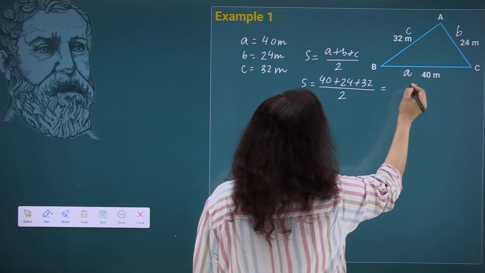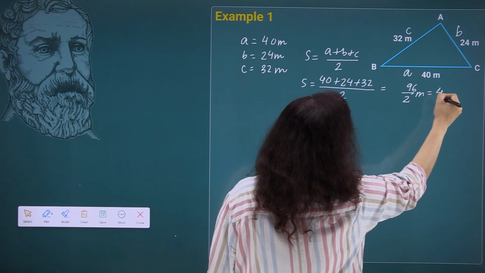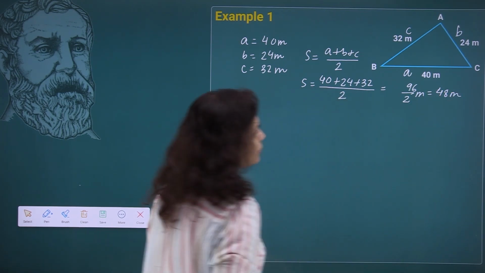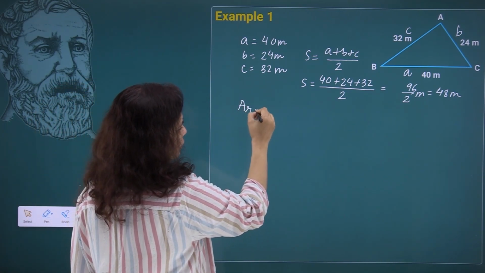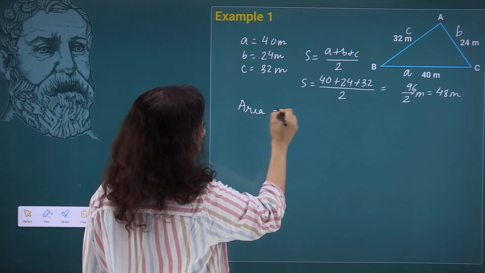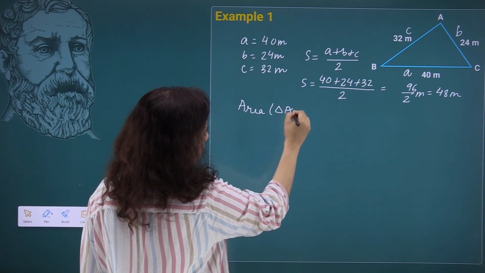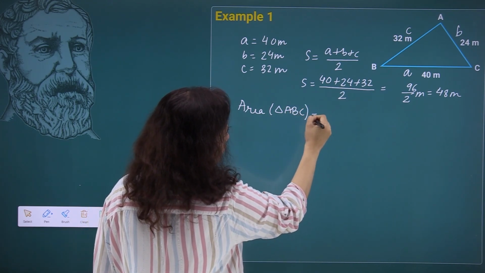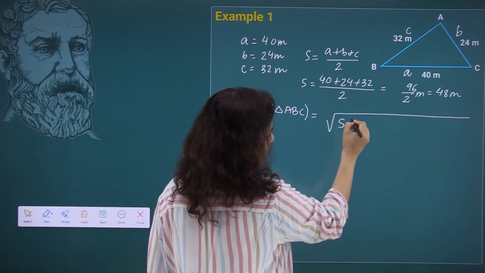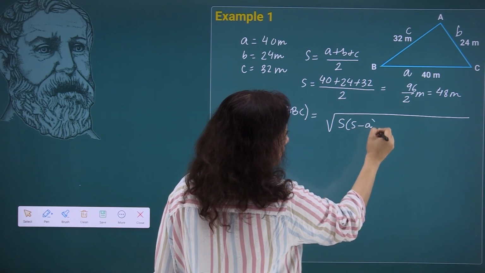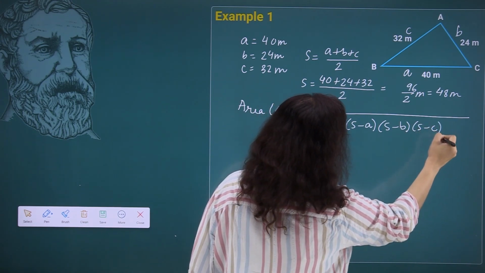equal to 96 upon 2 meter, equal to 48 meter. Using this S, we will apply the formula. Area of triangle ABC will be given by under root of S, where S is the semi-perimeter, into S minus a into S minus b into S minus c.